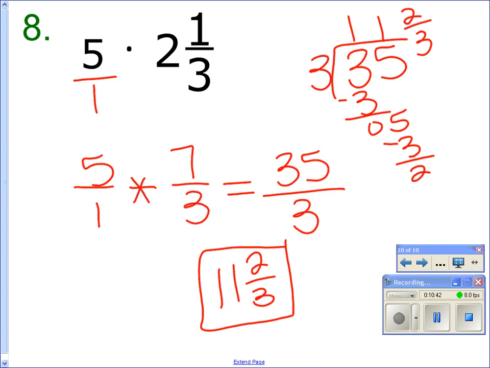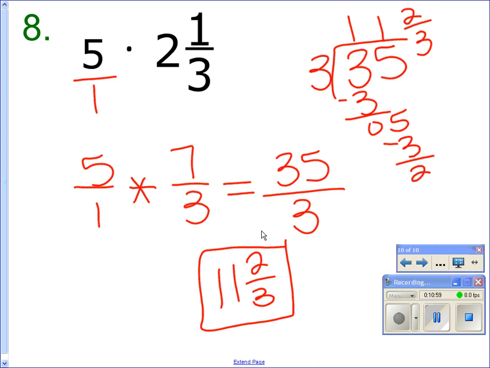Whenever you are multiplying fractions, remember, change mixed numbers to improper fractions, and to make a whole number a fraction, you're going to put it over 1. Okay? Now, let me pause.